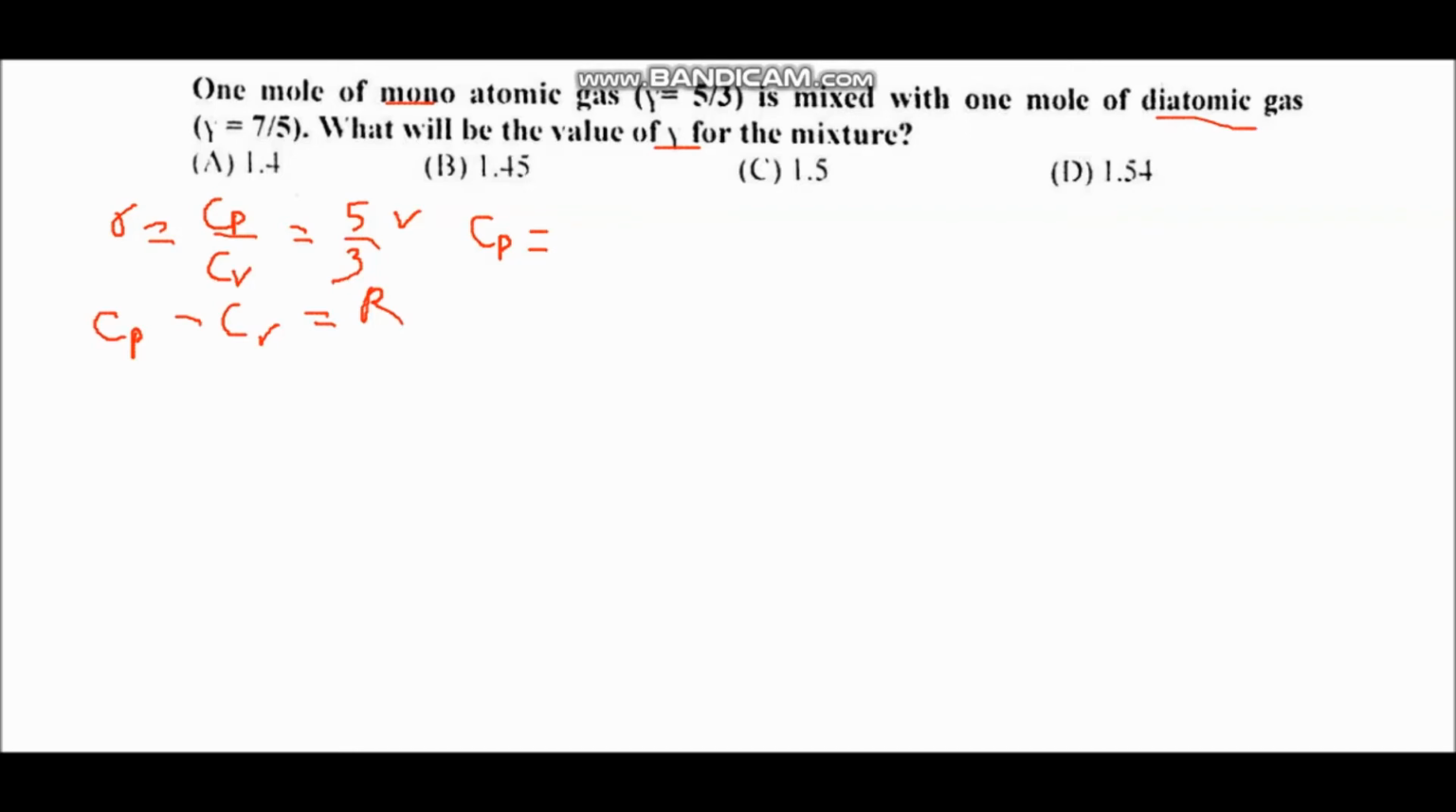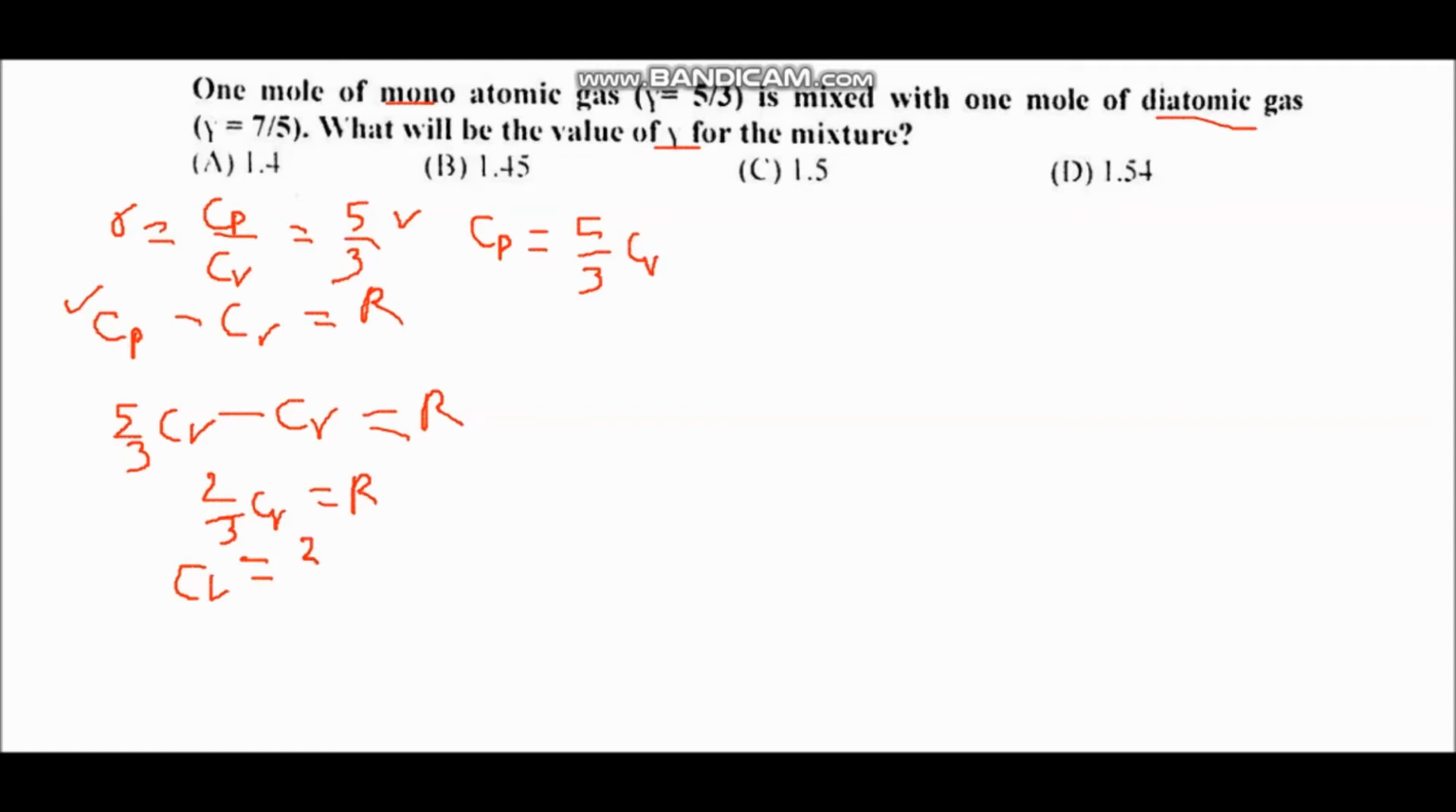So Cp is equal to 5/3 Cv, and substitute this value of Cp in this equation. We have 5/3 Cv minus Cv is equal to R, or we can say that 2/3 Cv is equal to R, and from here we will get the value of Cv for the monatomic gas, which is 3/2 R, and we have to find the value of gamma for the mixture.